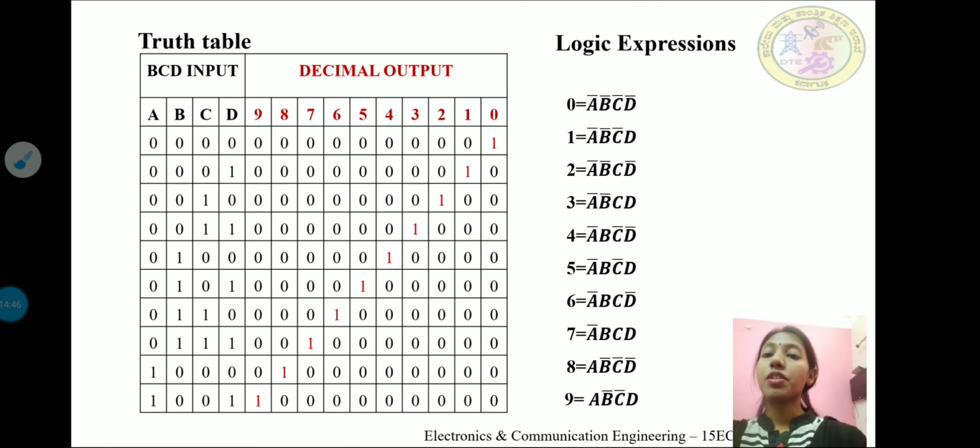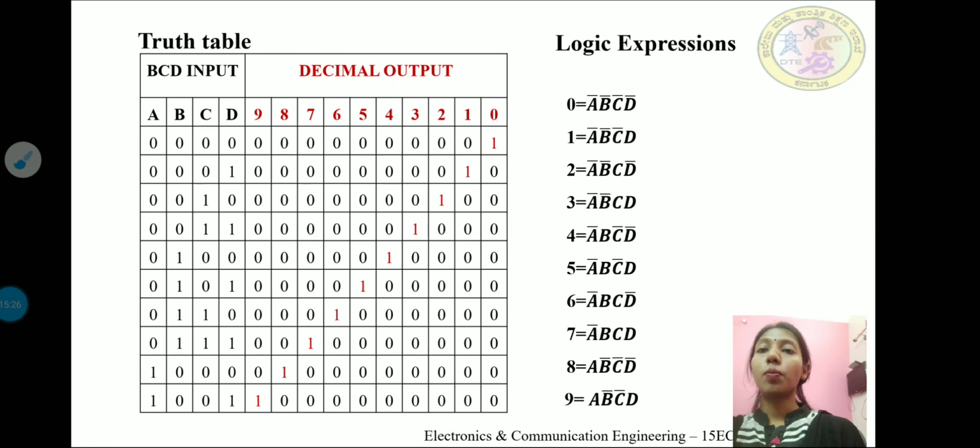So from these expressions we can observe that in order to implement the BCD to decimal decoder, we require 4 NOT gates in order to obtain the complements of each input BCD code, and 10 AND gates in order to implement the product terms. In the expressions there are complement terms and product terms, so we require NOT gates and AND gates. The number of NOT gates required is 4, in order to obtain the complemented form of the 4 variables: A bar, B bar, C bar, D bar.